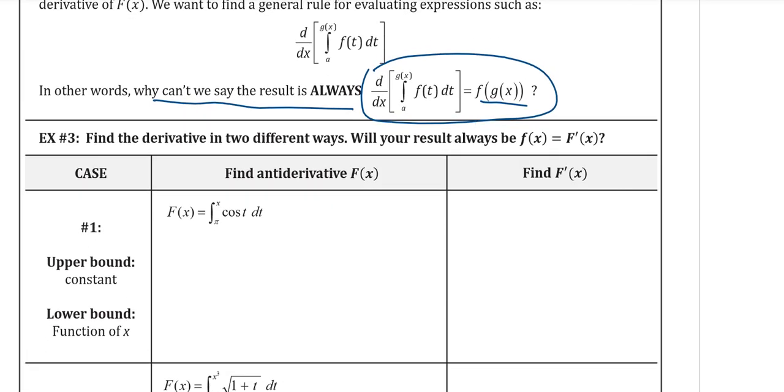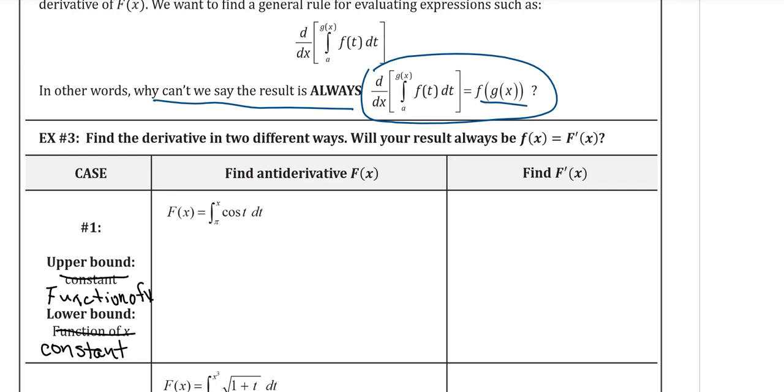Case 1 is the upper bound's a constant, and the lower bound is a function of x. But if you notice, actually that's written backwards. It should be the other way. Sorry about that, I didn't notice that before. This is the upper bound is a function of x, and the lower bound is a constant.